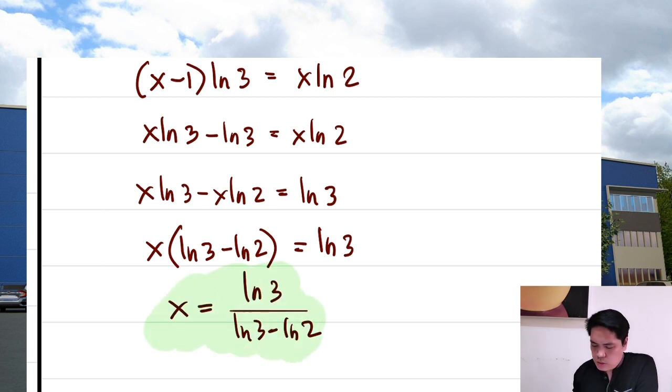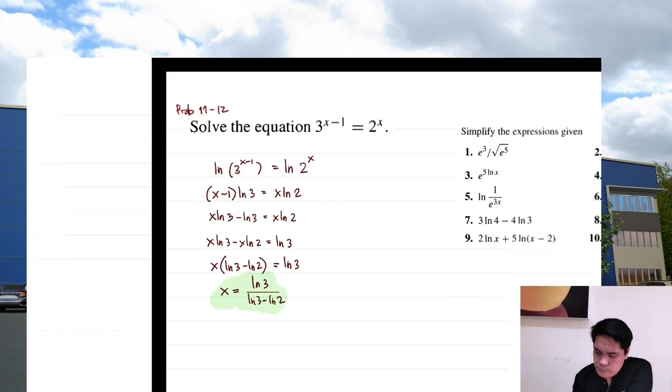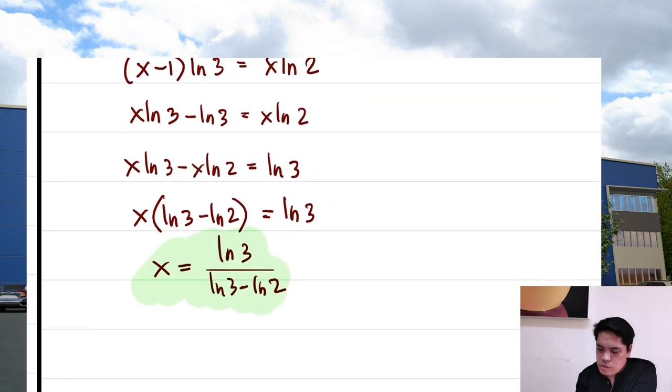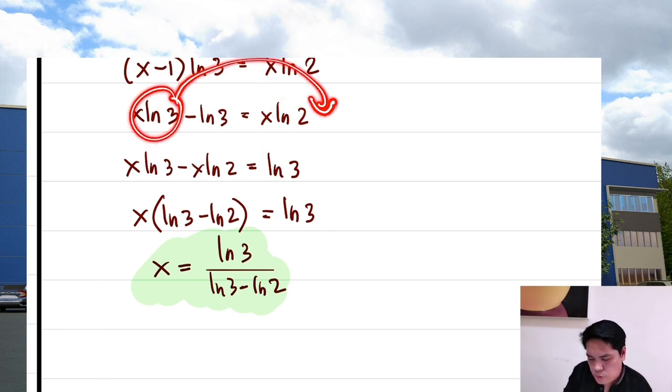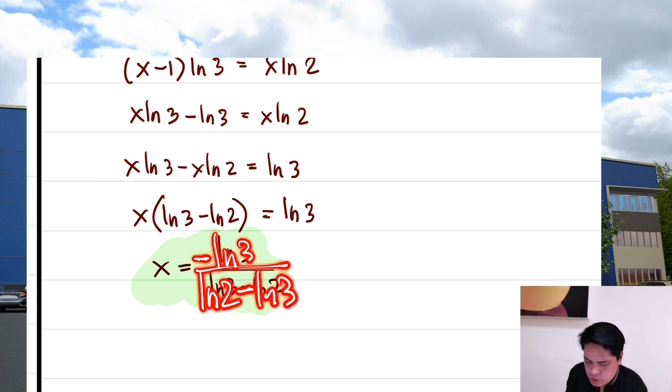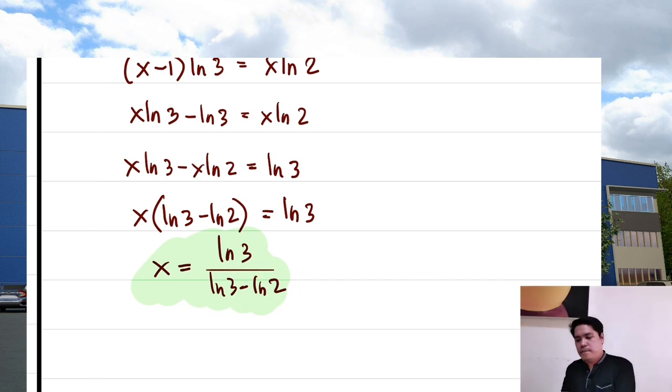This you can compute with a calculator. Okay? So, it's that simple, using logarithm. Or you can also use common logarithm. You can use log here. That's okay. If you check in the calculator, you'll have the same answer. And instead of transferring this here, you can also transfer this one here. So, our answer here will be negative ln 3 over, the ln 2 comes first, ln 2 minus ln 3. So, that's also possible. Okay?